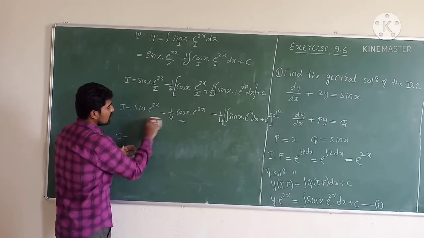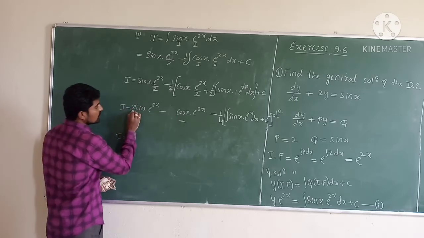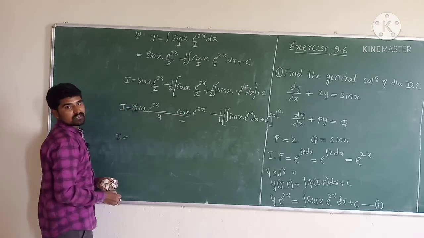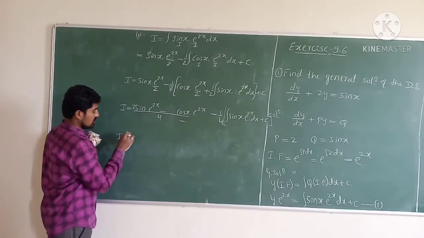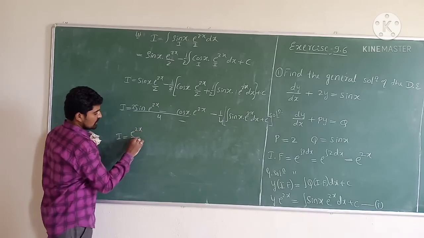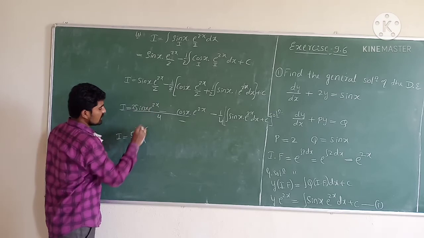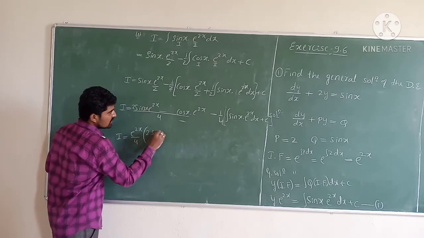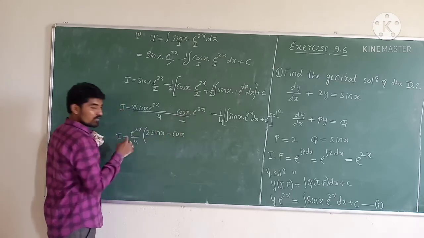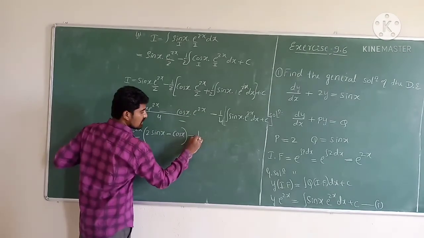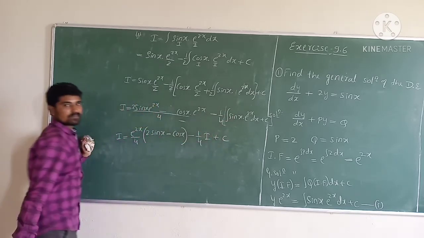Therefore, minus, LCM is 4, so multiply here by 2, divided by 4. Now e power 2x divided by 4 is common. The remaining term is 2 into sin x, sorry, this is sin x, 2 into sin x minus cos x. E power 2x by 4 is common. Minus 1 by 4 into this total term is I plus c.